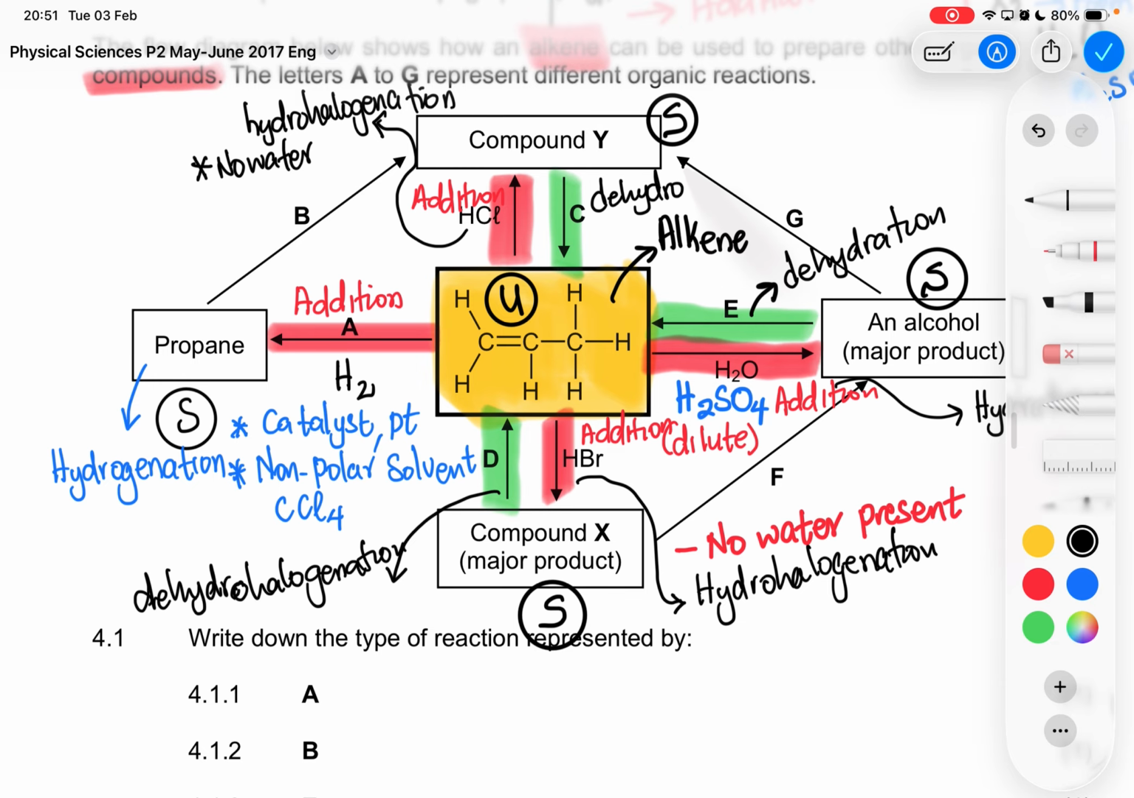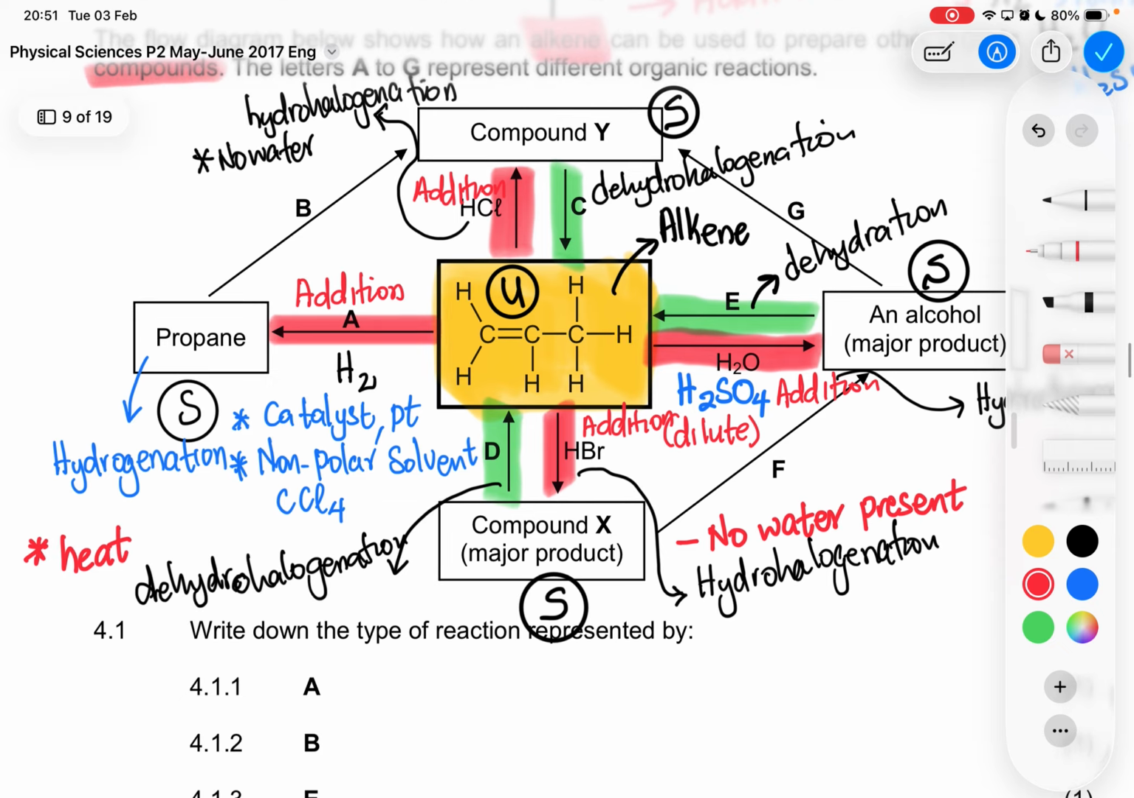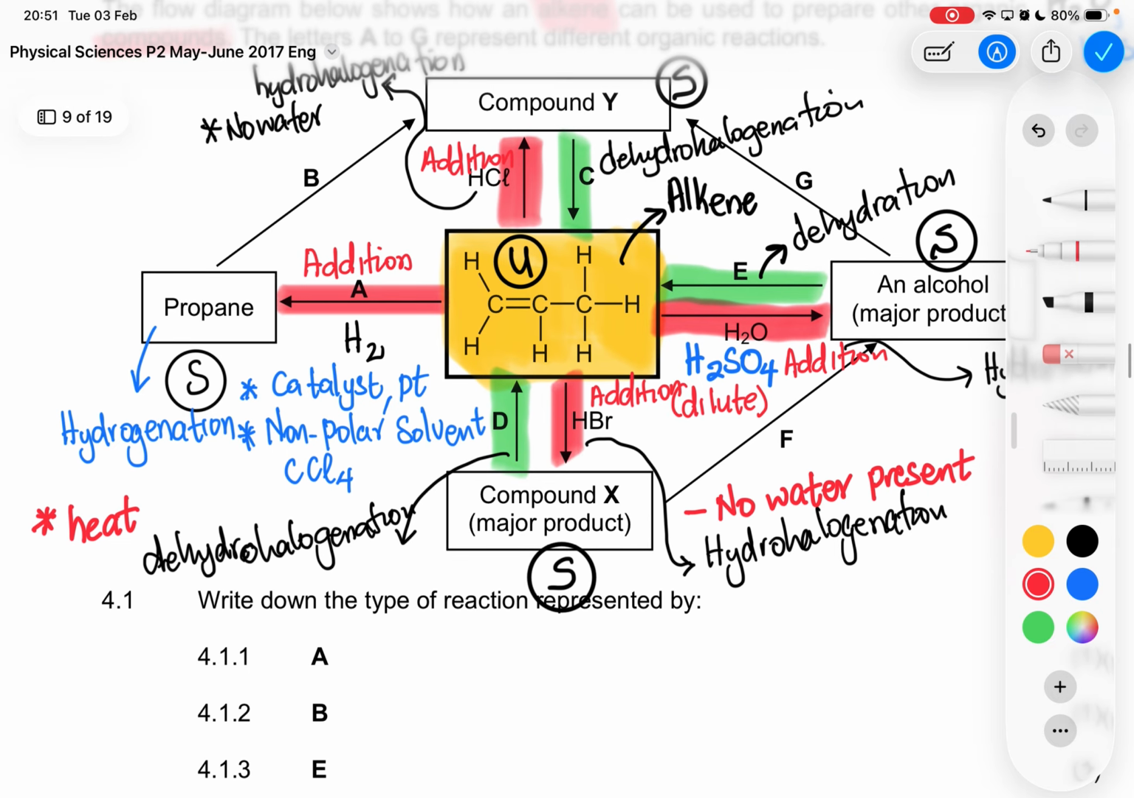Right. So I've dealt with them, and I want you to know that the dehydrohalogenation requires heat. That's the first. Dehydrohalogenation requires heat, and this one requires a strong sodium hydroxide for this to happen.